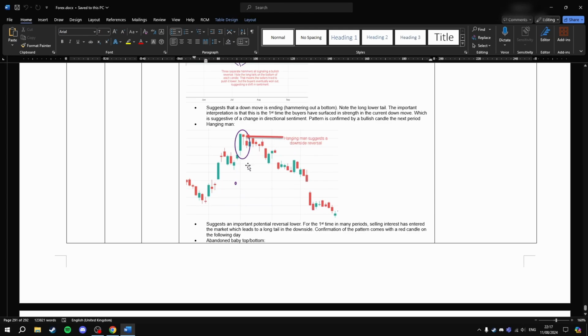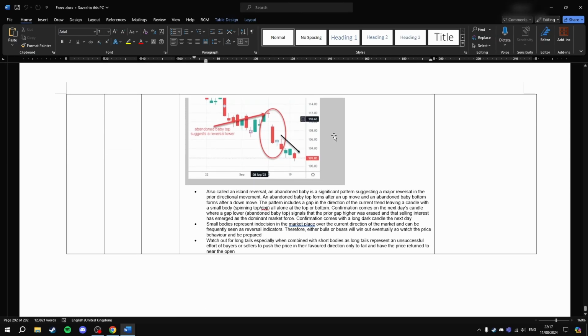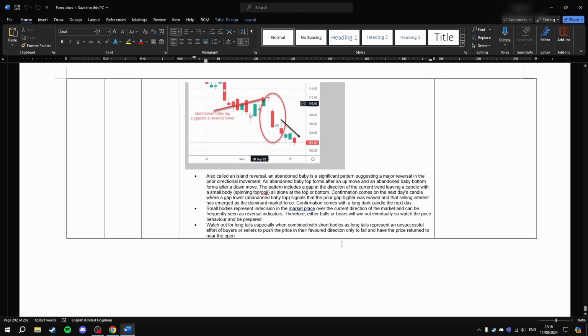And then we've got the abandoned baby top and bottom, also called an island reversal. Abandoned baby is a significant pattern suggesting a major reversal in the prior directional movement. An abandoned baby top forms after an up move, and an abandoned baby bottom forms after a down move. The pattern includes a gap in the direction of the current trend, leaving a candle with a small body, a spinning top or doji, all alone at the top or bottom. Confirmation comes on the next day's candle, where a gap lower, for an abandoned baby top, signals that the prior gap higher was erased and that selling interest has emerged as a dominant market force. Confirmation comes with a long dark candle the next day.